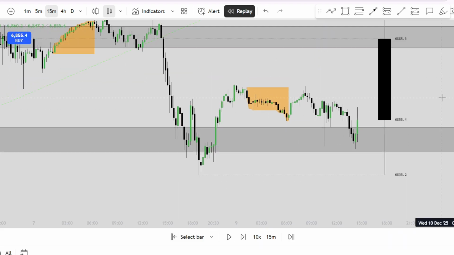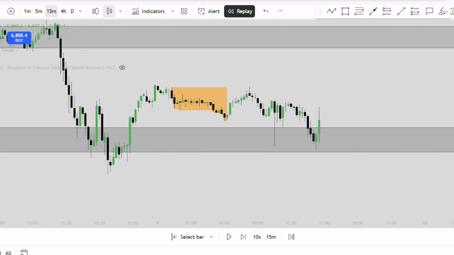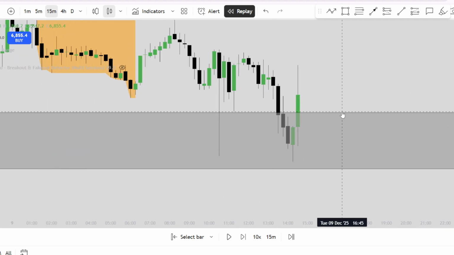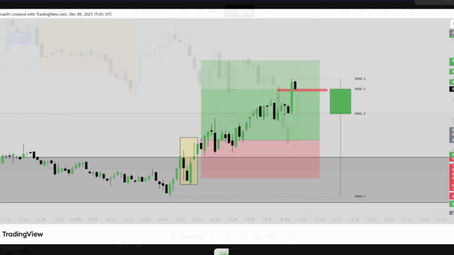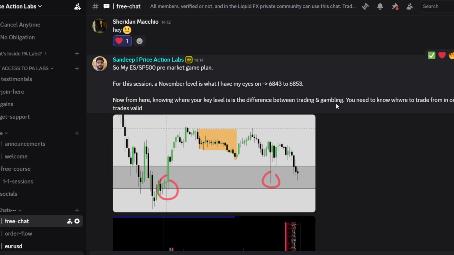Now, just to give people some context on this, what happened is price tagged into my key level. If you trade ES, you should already know, I've made lots of videos on this, this was a key level from November. So 68.52 to about 68.42, 43. Let's just call it 68.50 to 68.45, 40 area. Now, this was a key level, and I get a lot of questions about how I find my key levels. For me to break this down, you need to understand order flow. Order flow is the most important aspect.